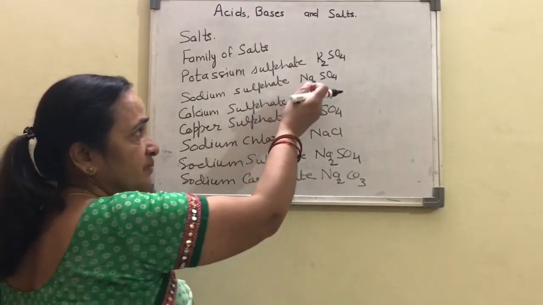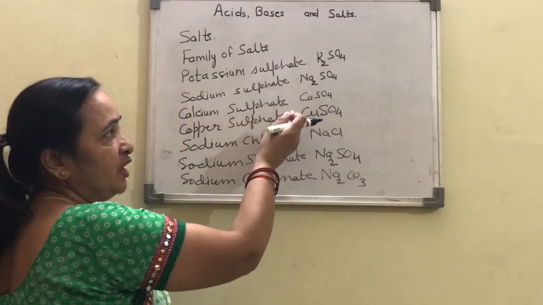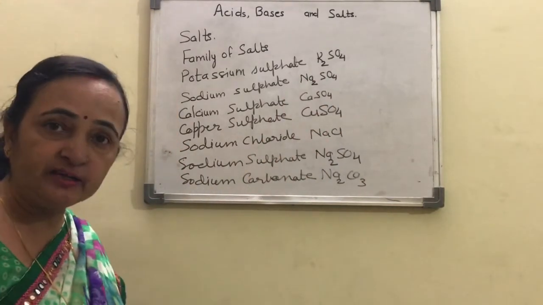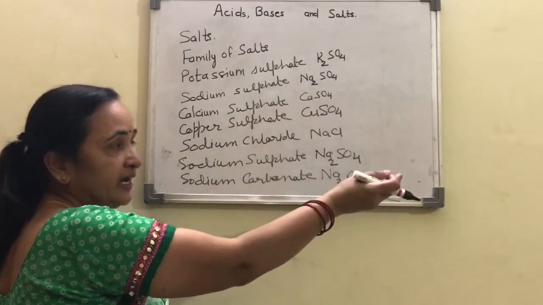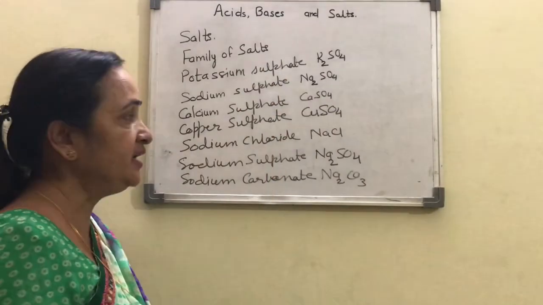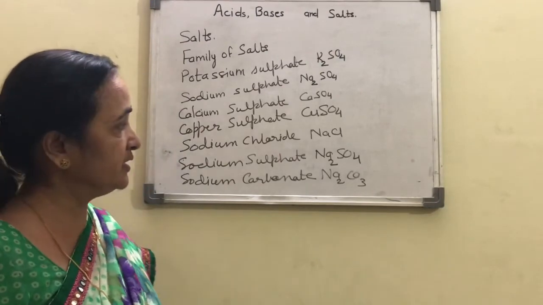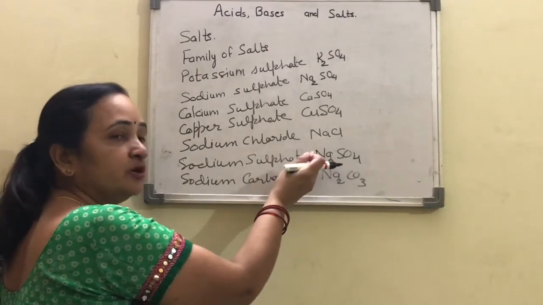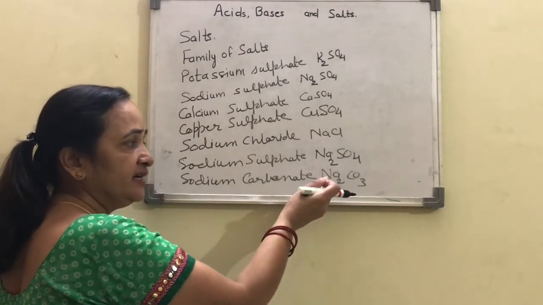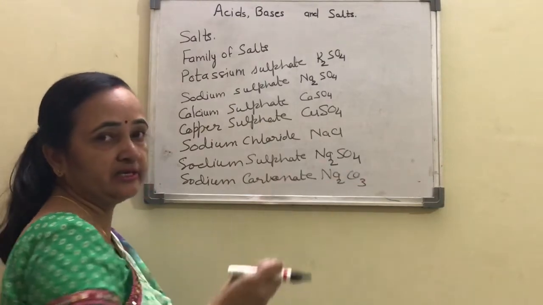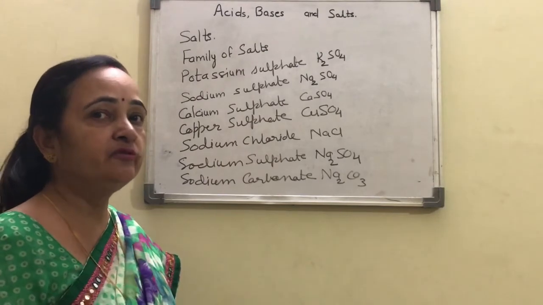Same way for sodium sulfate also, you will get sodium hydroxide and sulfuric acid. Then for calcium sulfate also, you will get calcium hydroxide and sulfuric acid. For copper sulfate, you will get copper hydroxide and sulfuric acid. Now in case of NaCl, you will get sodium hydroxide and hydrochloric acid. In this case, you will get sodium hydroxide and sulfuric acid. Then in this case, you will get sodium hydroxide and carbonic acid. So this way you will get different acids and bases by dissolving it in water.